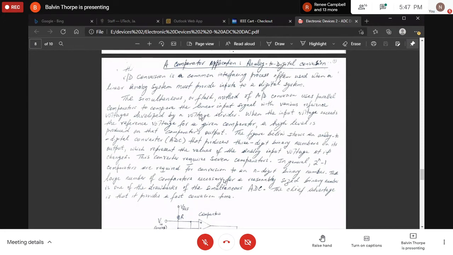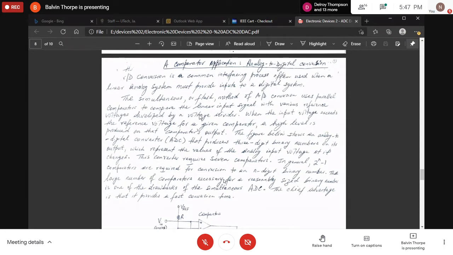Anybody can tell me why? Why would you need 7 comparators? 2 to the n minus 1, sir, n being the number of bits you require. Okay. How many bits do we need? 3, sir. Okay, so it's a 3-bit. So 2 to the 3 is what?